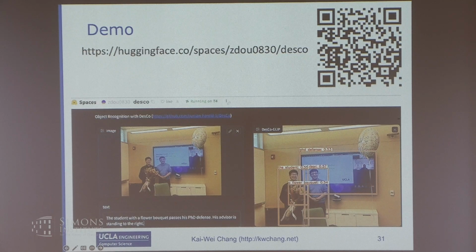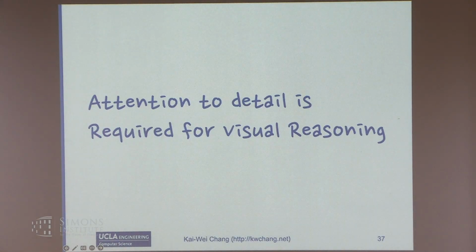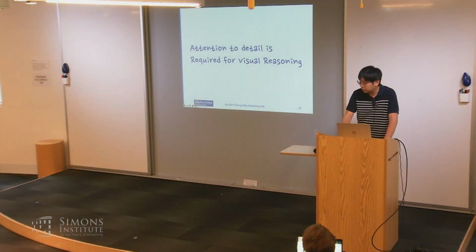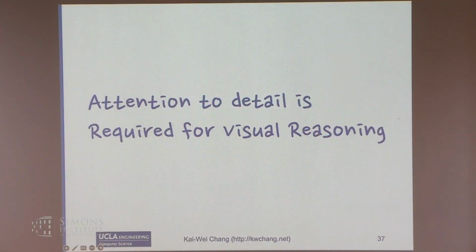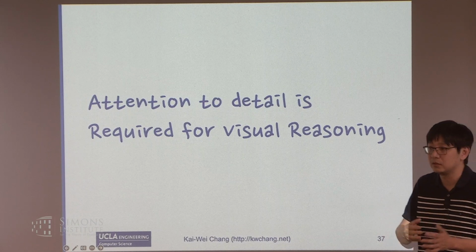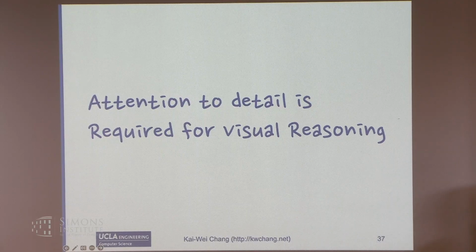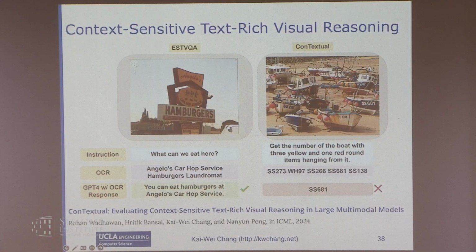Okay, let me skip this part. Let me focus on the third part first. This is for object detection models, but you may ask, for more recent vision language models solving more complex tasks, do we also need to do something to let the model focus more on the details? So here, let me show you some cases where the current best models still fail.